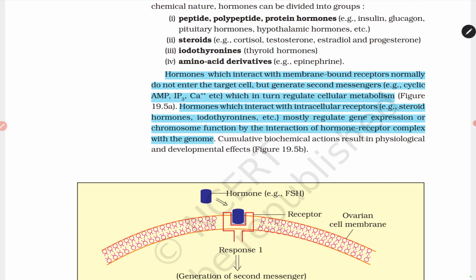Hormones which interact with the membrane bound receptors normally do not enter the target cell, remember, but generate a second messenger, which in turn regulates cellular metabolism. But hormones which interact with the intracellular receptors do not require any type of messenger. They directly act and regulate the gene expression and chromosomal functions by the interaction of the hormone receptor complex with the genome.